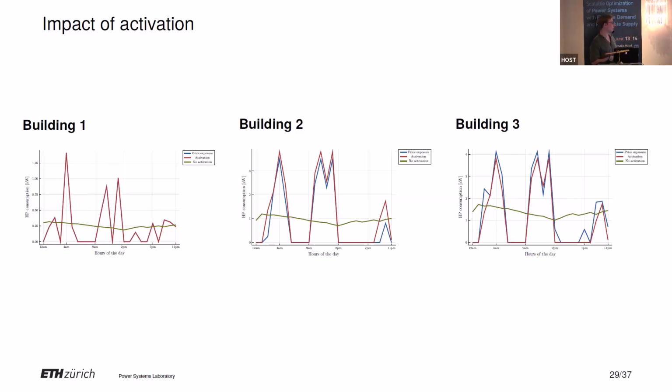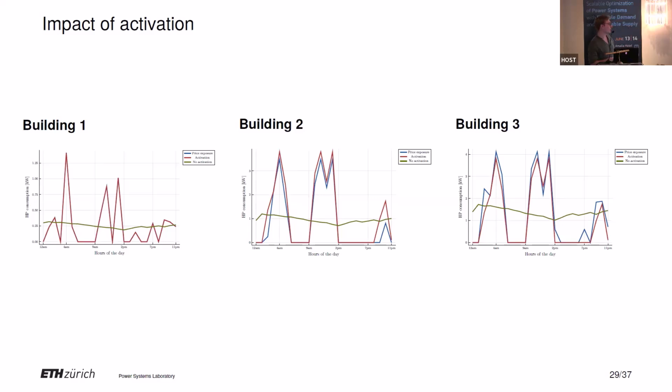And the blue curve is the activation with the menu that we are designing. And so you see that for the building that was exactly represented in the menu, the activation signal from the DSO is exactly the best reaction to the real-time price.